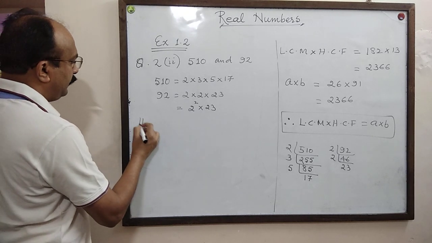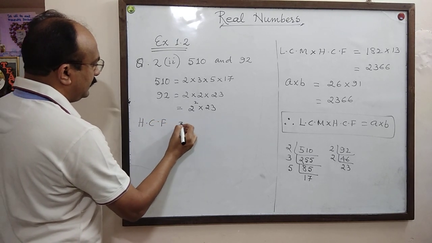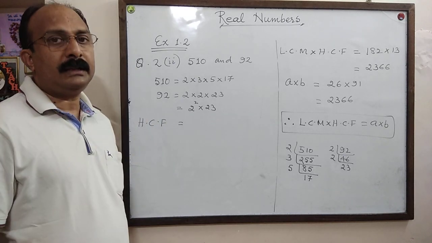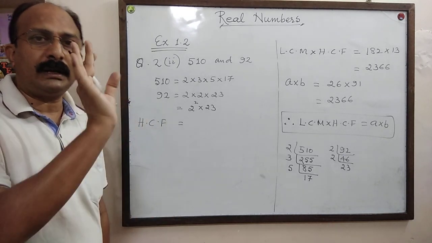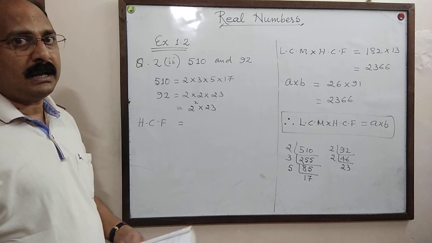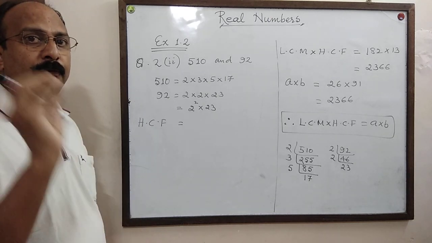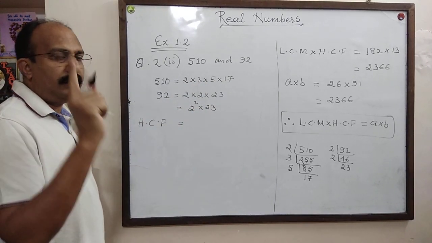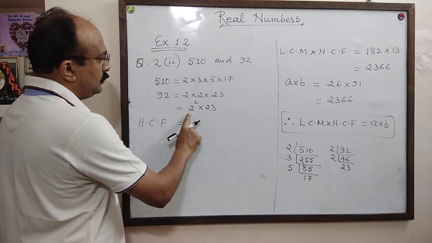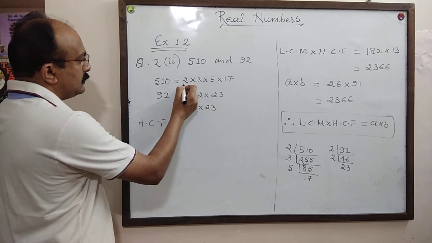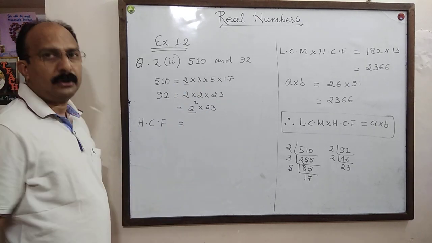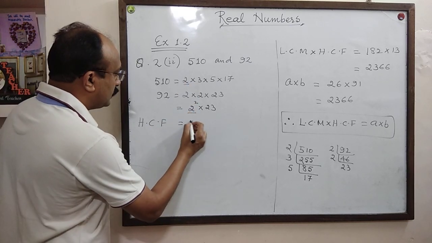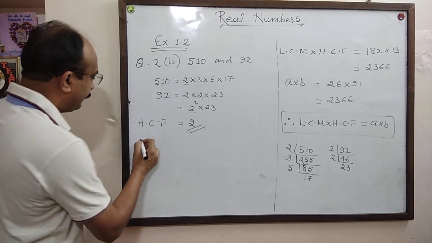Now for HCF, what is the rule? Take the lowest power of the common factor only. The first number is 2 into 3 into 5 into 17, everywhere only 1 time. Here it is 2 power 2 into 23. So only 2 is the common factor, 2 and 2 power 2. Lowest power is 2. So HCF is 2.